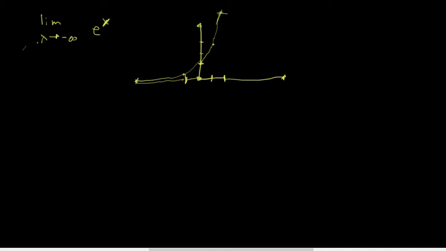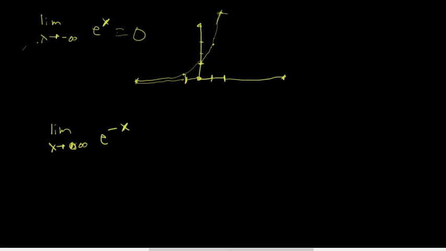So this is basically how the graph looks, and as x gets to be larger and larger negative numbers, e to the x is going to get closer and closer to 0. So the limit as x tends to negative infinity of e to the x is 0. Now we're going to consider a similar limit here. It's the limit as x tends to infinity of e to the negative x.